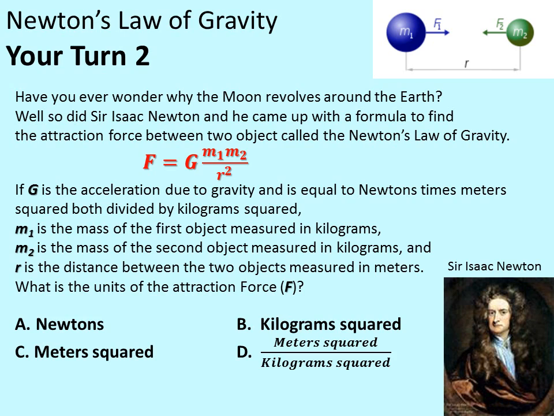Oh, let me just read the answers to you. A is newtons. B is kilograms squared. C is meters squared. And D is meters squared over kilograms squared. It's not that hard. Look at it, work it out. And again, when you're done, you turn it into your teacher.